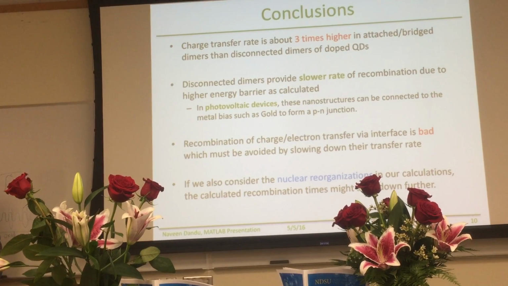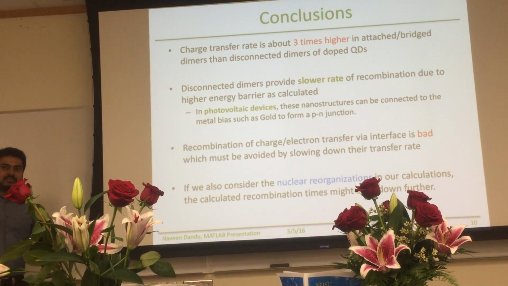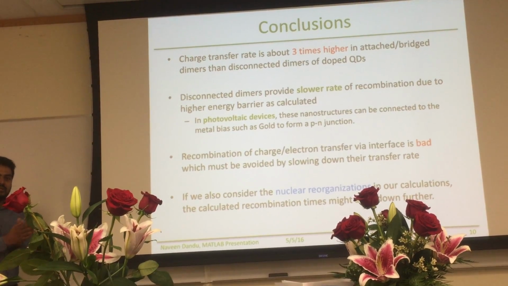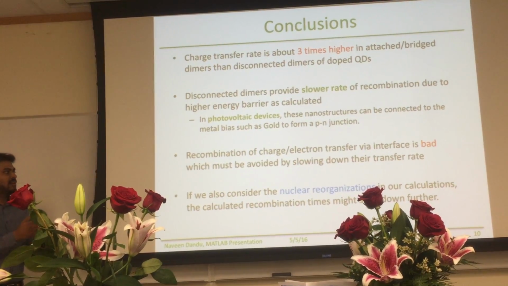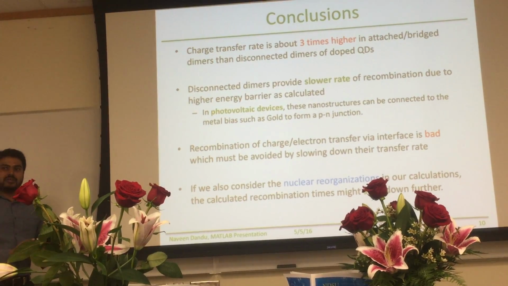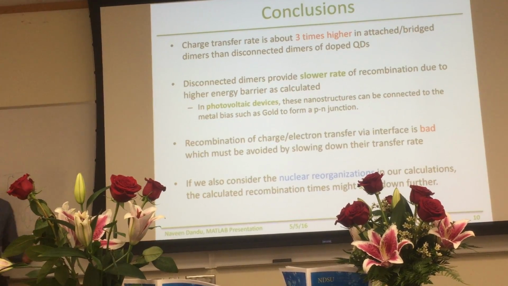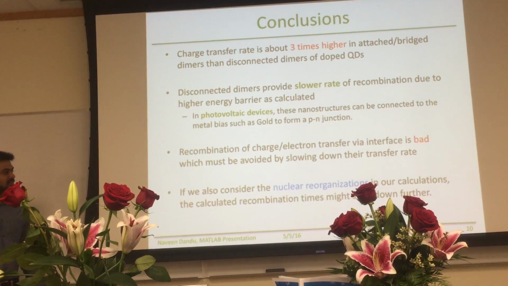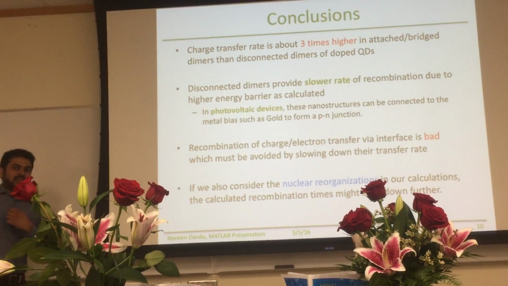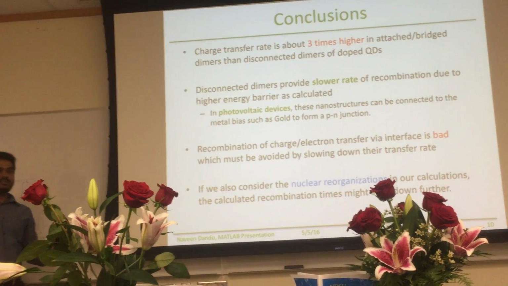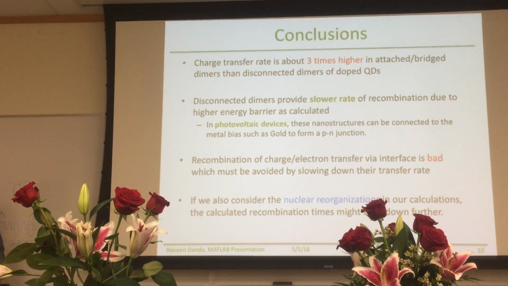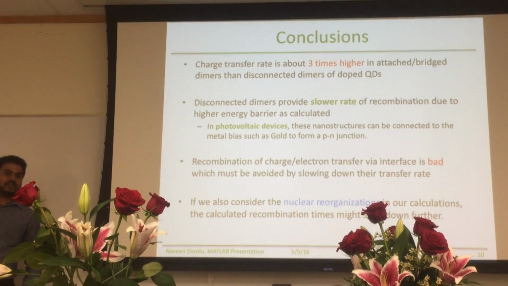If the recombination charge transfer rates are fast, that's bad for photovoltaic devices. We should avoid this, or we should slow down this charge transfer phenomenon between p-doped and n-doped semiconductors. And if we also consider nuclear reorganizations, as Javed was doing, the rate of charge transfer will be slowed down further compared to the values I was showing here.